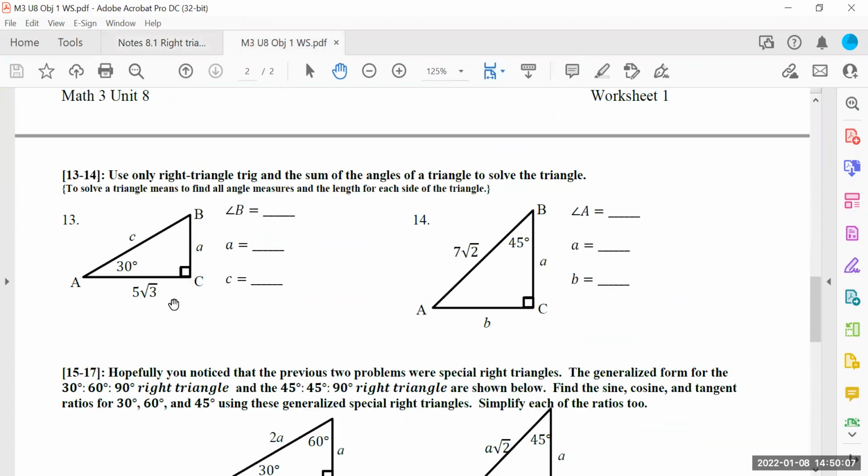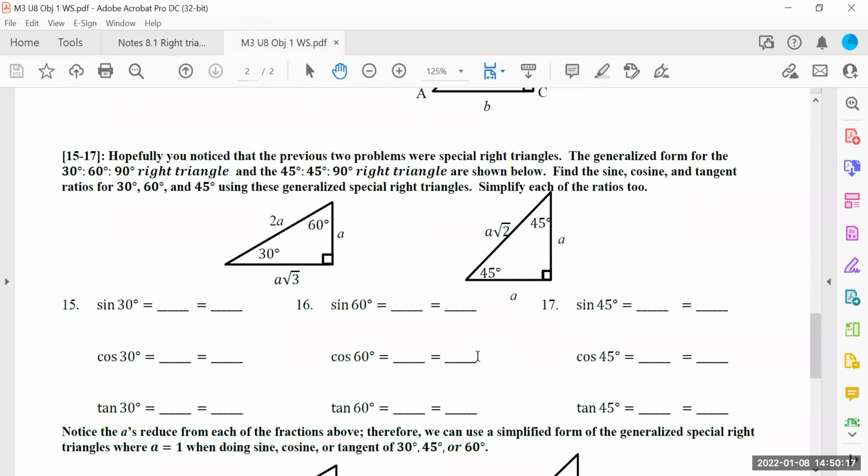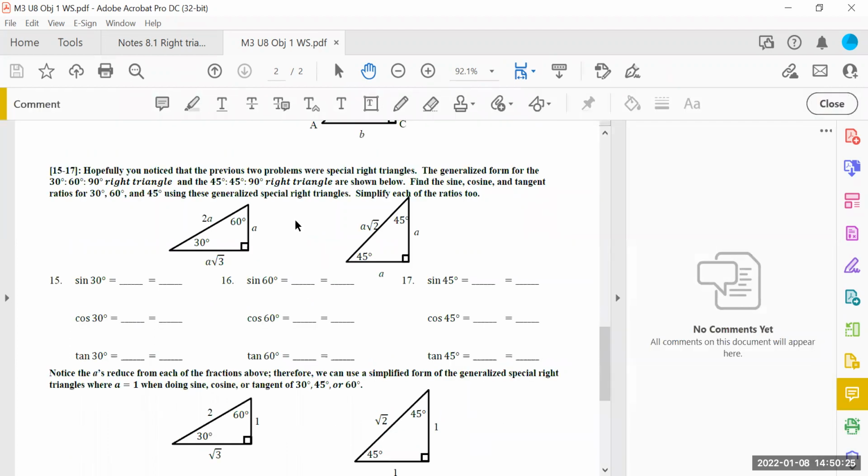So here we've got those same 30, 60, 90 triangle, 45, 45, 90 triangle. You're filling in the missing parts: angle A, side A, side B that are labeled here. Down here, this one wants you to use, this is on the homework again, so we've switched over. I'm going to give you a little hint on these guys. I'm going to get you started on this.